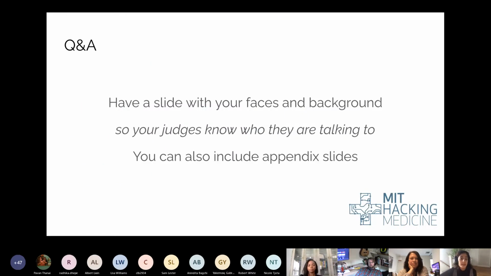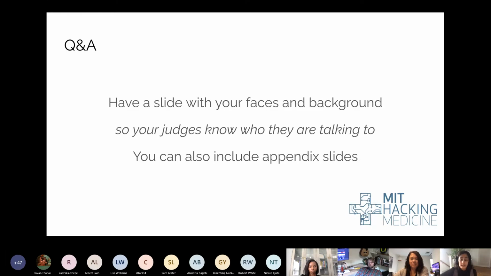For the Q&A, this is where you guys can then highlight who you are and who your introductions are. So have a slide up that has your faces, your background, as well as what role you might be playing if you end up continuing with this project. The judges will then be able to know who exactly they are talking to, and you don't have to go through and list everyone's background and names. They can just be up there on the slide and individuals will be able to see who you are.